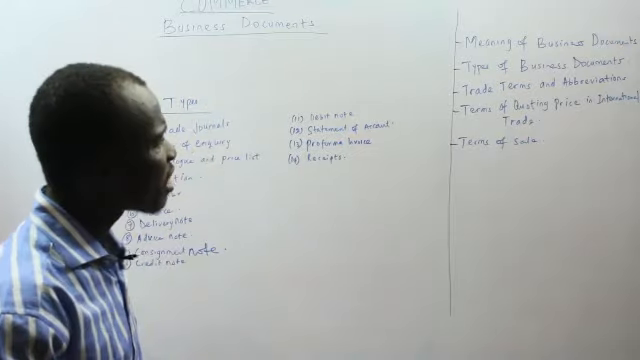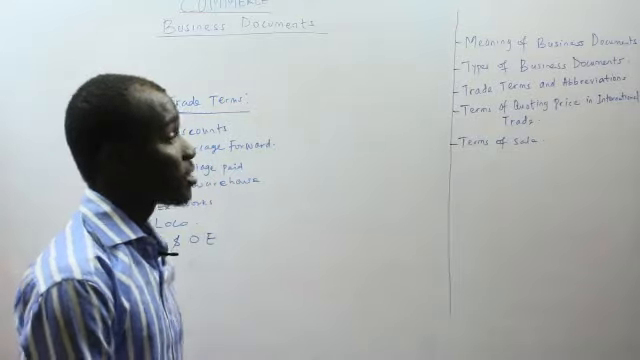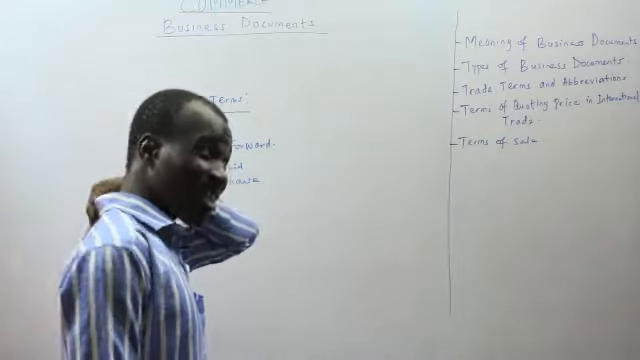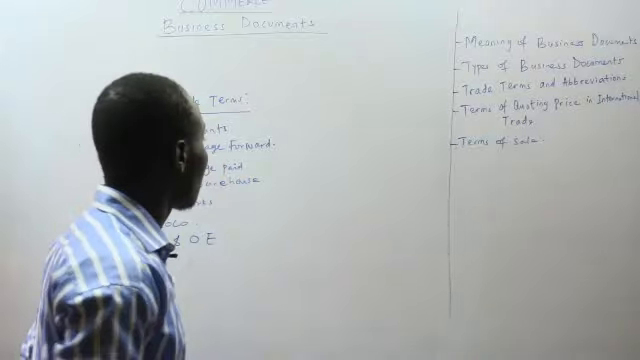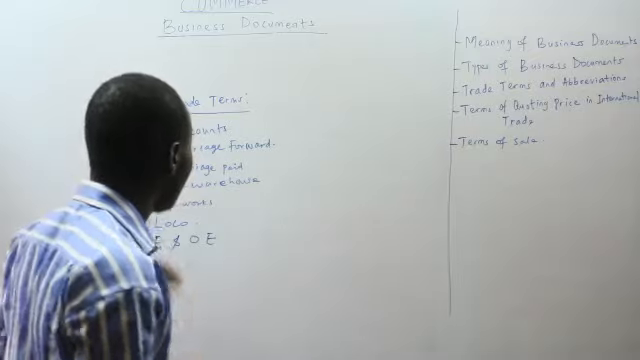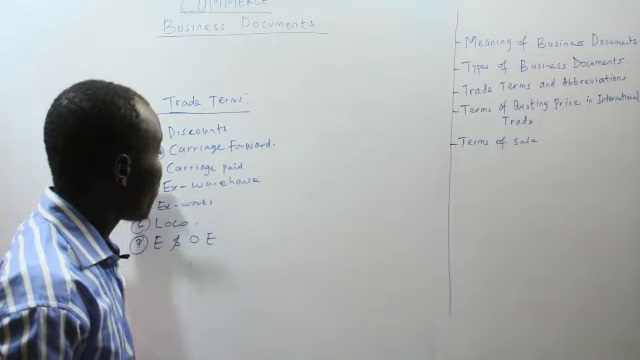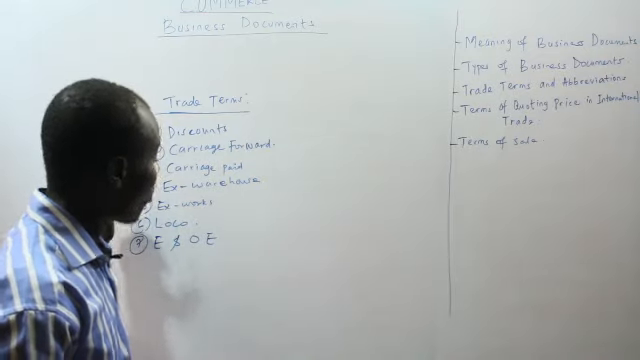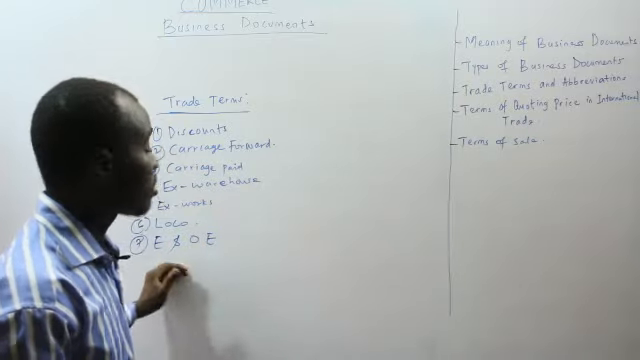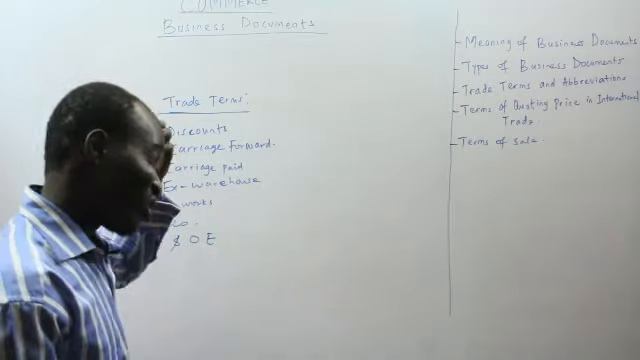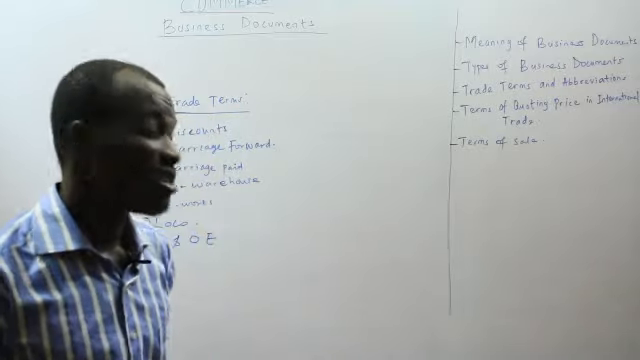The next thing we are going to look at is trade terms and abbreviations. So we have different terms used in buying and selling, and also different types of abbreviations. We have the term discounts, carriage forward, carriage paid, ex warehouse, ex works, and E and OE, errors and omissions excepted. So the first thing we have now is the discount.